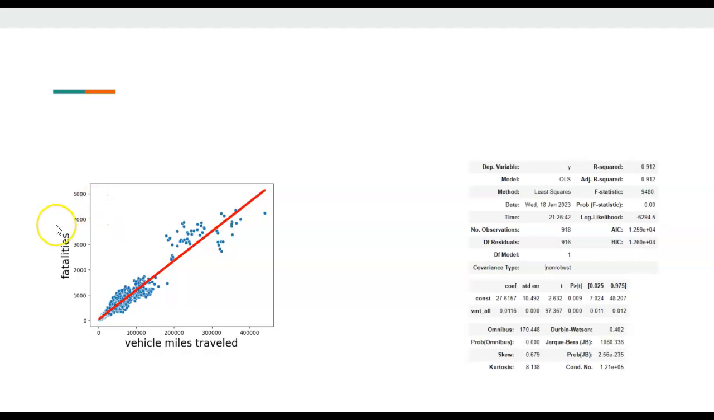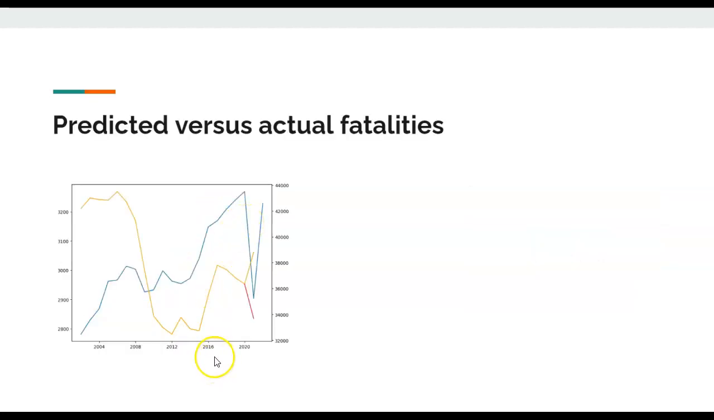So let's see how our model predicts the outcomes of the pandemic year. Badly. The red is the predicted fatality rate, and the yellow is what was measured instead.